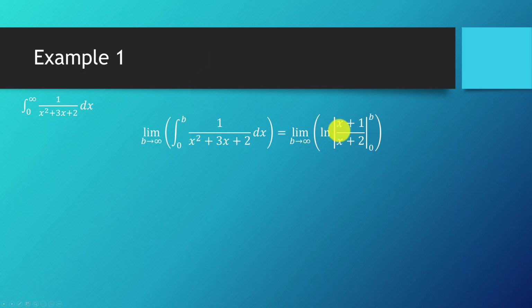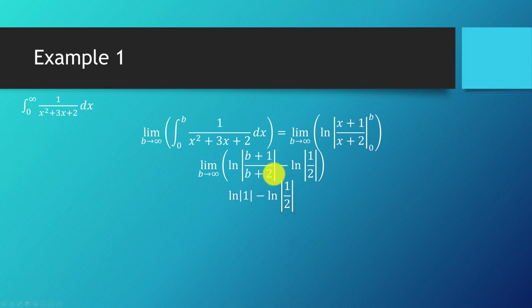And now we have natural log absolute value x plus 1 over x plus 2 that we need to evaluate from 0 to b. When we do that, we'll get natural log b plus 1 over b plus 2 minus natural log of 1 over 2. And we know on the inside, the b's on the top and the bottom, the highest degree is 1 on the top, highest degree is 1 on the bottom, so we'll take their coefficients, which is just 1, and then minus natural log of 1/2.